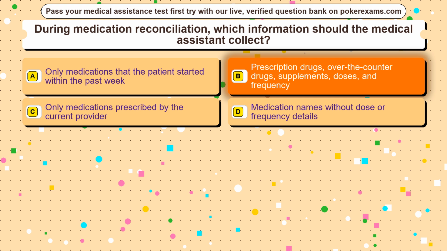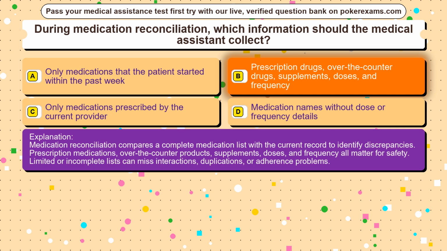The correct answer is option B, prescription drugs, over-the-counter drugs, supplements, doses, and frequency. Medication reconciliation compares a complete medication list with the current record to identify discrepancies. Prescription medications, over-the-counter products, supplements, doses, and frequency all matter for safety. Limited or incomplete lists can miss interactions, duplications, or adherence problems.